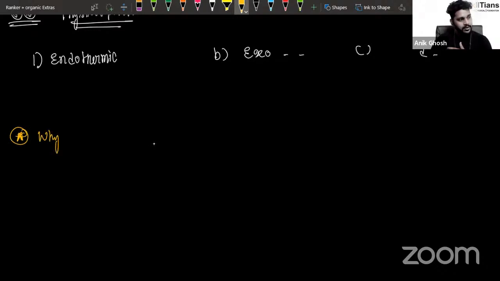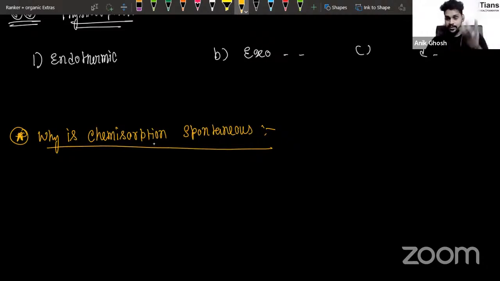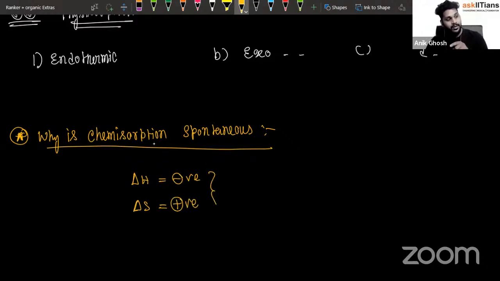There are questions like this, there are topics like this. Why is chemisorption spontaneous? These type of questions would be there. Not questions exactly, the statements, the concepts would be there. Like in chemisorption, why is it spontaneous? So actually the delta H is negative over here, and the delta S is positive. In chemisorption, guys, the delta S becomes positive.